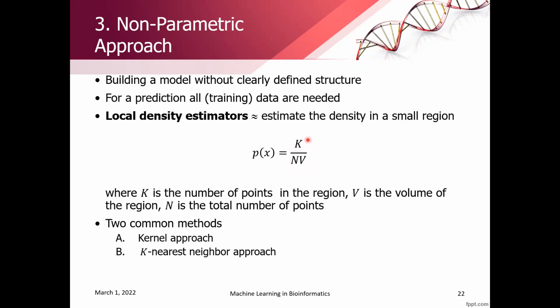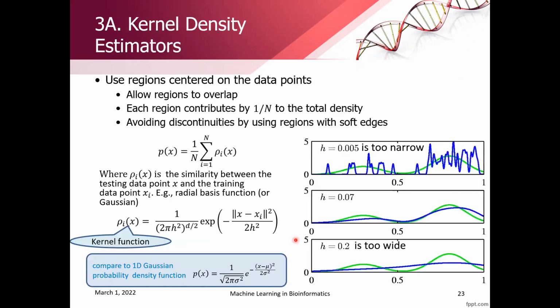Such a value can be used to approximate the density in the smaller region of volume capital V. Based on that, we can use two different methods: the kernel approach and the K nearest neighbor approach. The kernel approach is very easy.